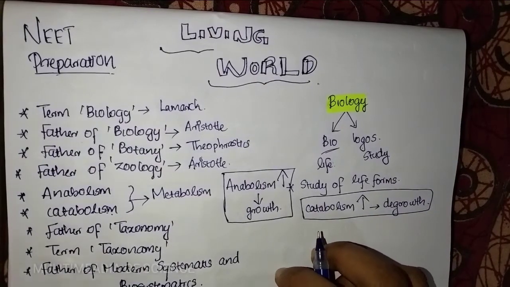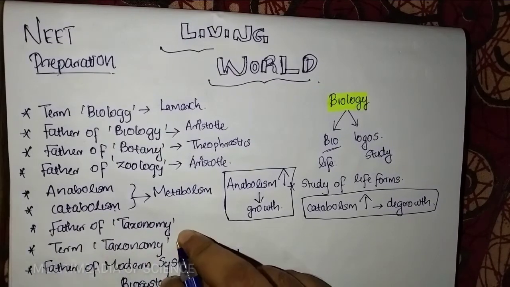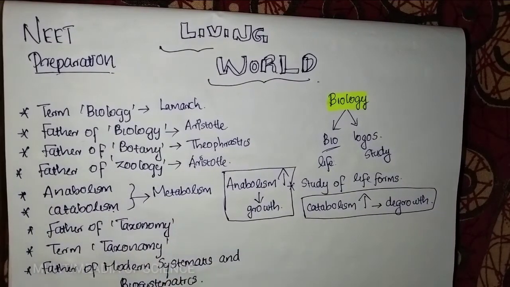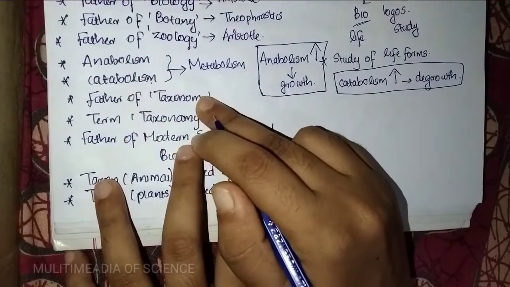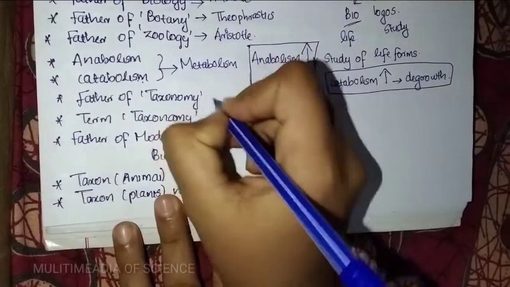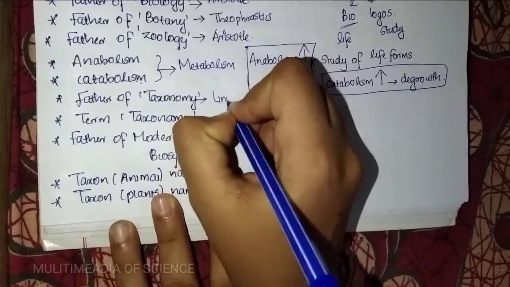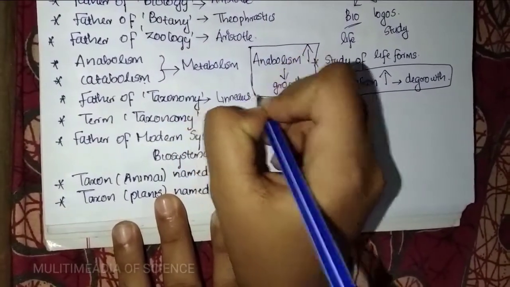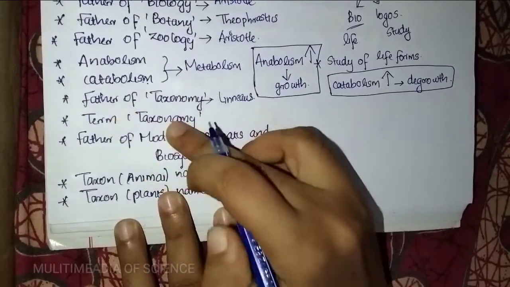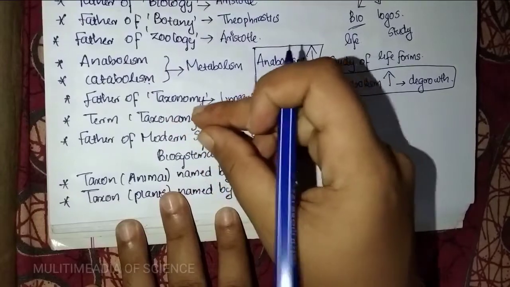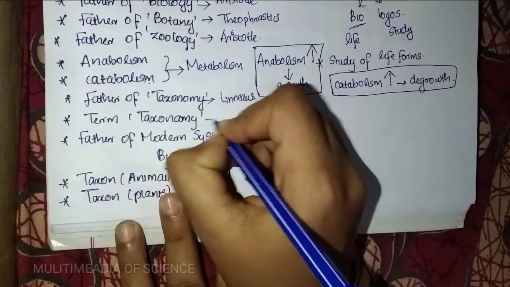Okay, next, father of taxonomy. Who is named as the father of taxonomy? Linnaeus. Linnaeus is the father of taxonomy. Then the term taxonomy. Who coined the term taxonomy? It is A.P. de Candolle.